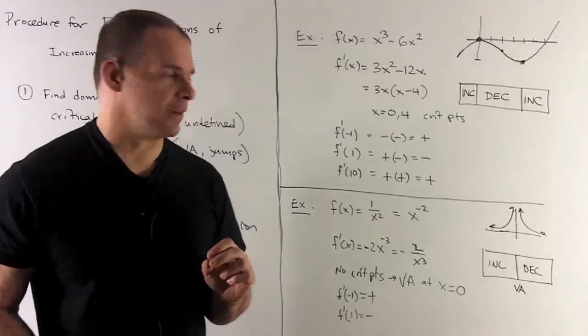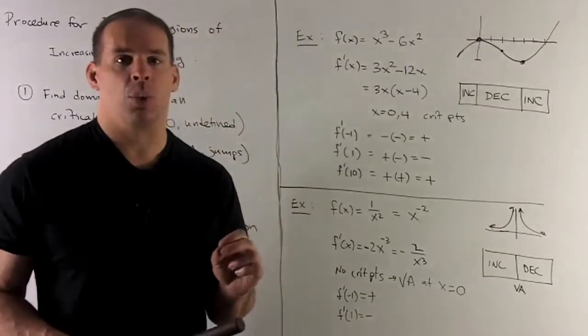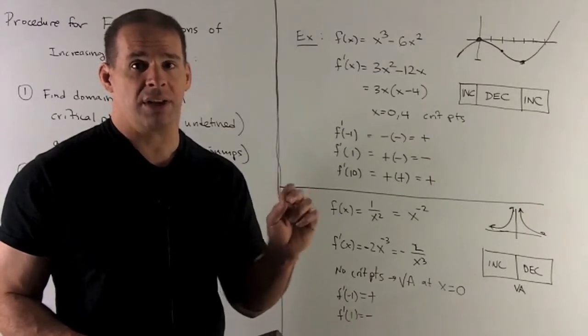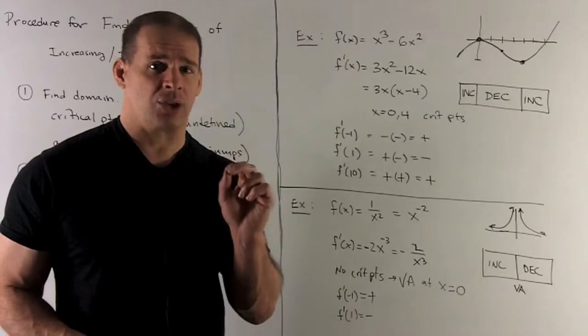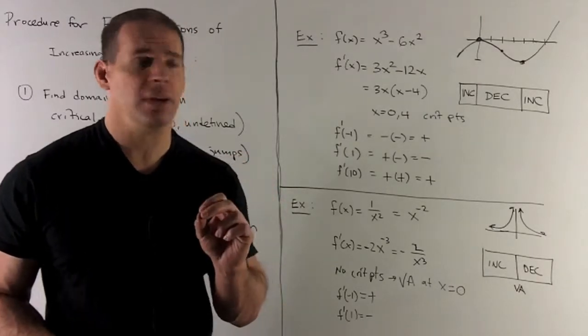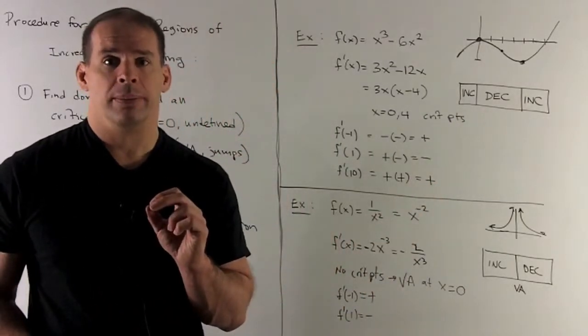Put minus 1 into the derivative. What's going to happen? Well, I'm going to have 3 times minus 1 times minus 5. So that's going to be positive, negative, negative gives me a positive. I don't worry about the actual number. I just have to worry about the sign that comes out. So I have a positive. So I'm increasing in my region going up to 0.